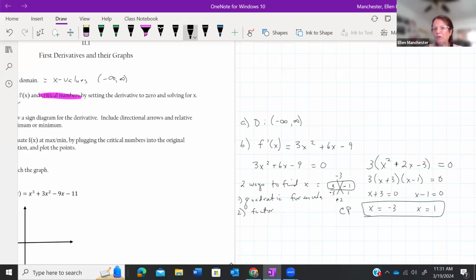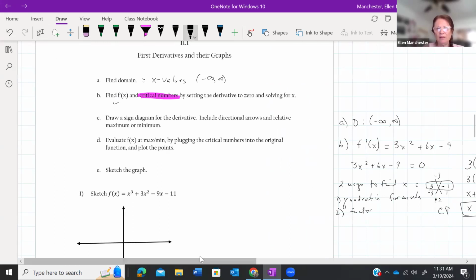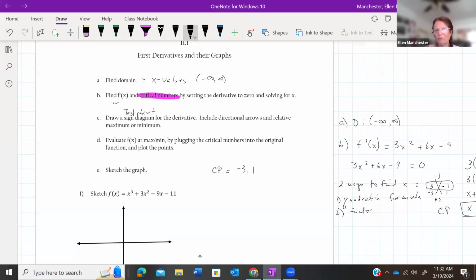Okay, so now I have my critical points. So now what I'm going to do, so let me come over here. I'm going to write, so I have it, my critical points are at negative 3 and 1. My third step is now I'm going to find the sign diagram or the test chart. I use both those terms. Draw a sign diagram or a test chart for the derivative.